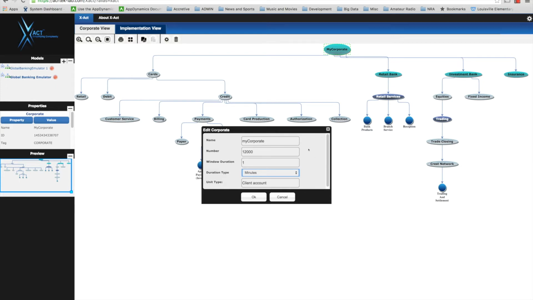So in this case, we have a corporation called My Corporate. It has 12,000 as the number, so it's 12,000 client accounts. We have a duration of 1 minute.